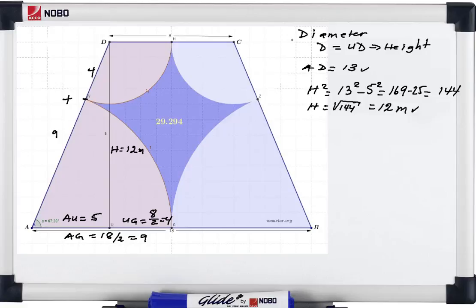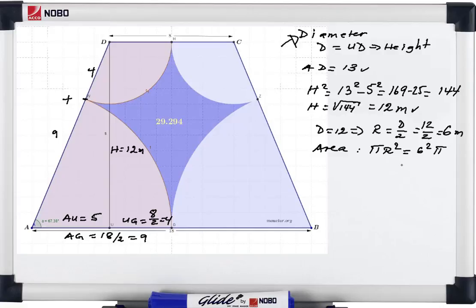If we go back to what we said before, the diameter is 12. That means our radius is equal to diameter over 2, which is 12 over 2, equal to 6 meters. That is the radius. The area of the inscribed circle is equal to pi times r squared, which is 6 squared times pi, equal to 36 pi square meters. That's what we had to do on the first question.